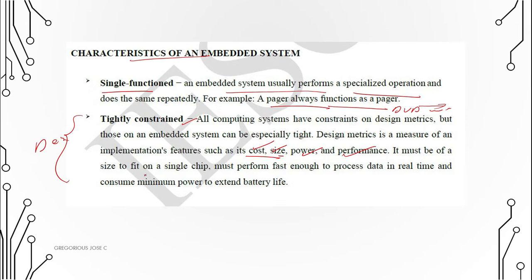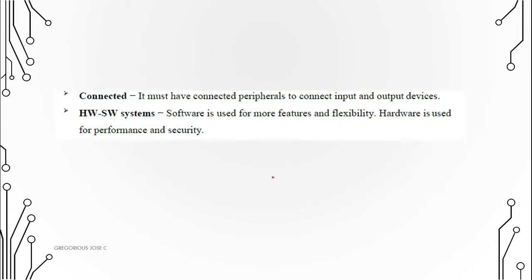So those are the different tight constraints. It should be a single chip, fast enough to process data, and real time. And if it is a battery-powered system, it should extend its battery life. So അങ്ങനെ കുറച്ച് കാര്യങ്ങൾ കുറച്ച് പെർഫോമൻസ് പാരാമീറ്റേഴ്സ് അല്ലെങ്കിൽ ഡിസൈൻ പാരാമീറ്റേഴ്സ് ഒക്കെ ഇവിടെ ടൈറ്റ്ലി കൺസിഡർ ചെയ്യാൻ ഫീച്ചേഴ്സിൽ വരുന്നുണ്ട്.